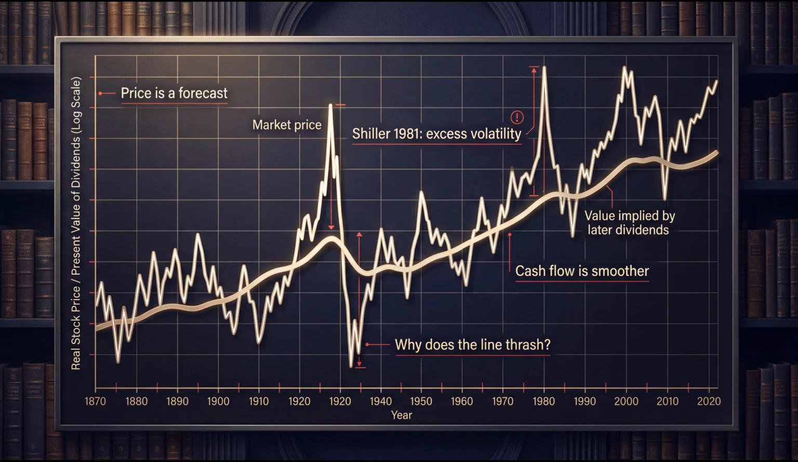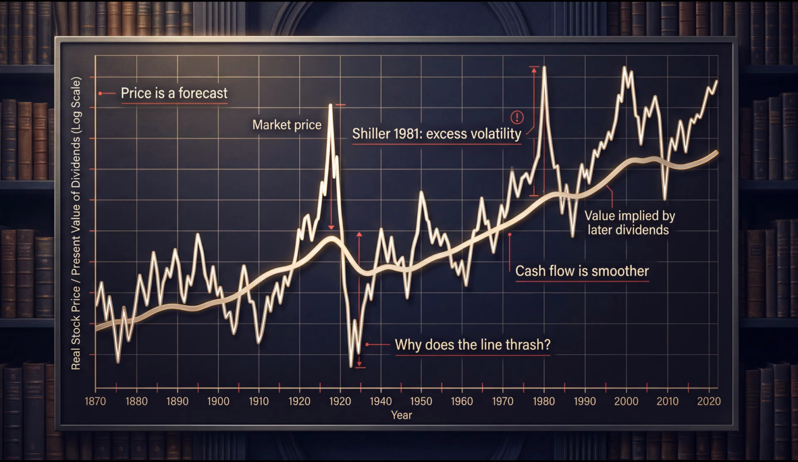In 1981, Robert Shiller looked at a chart and asked a rude question. If a stock is worth the cash it will pay in the future, why do stock prices thrash around so violently? Dividends are the cash companies pay to shareholders. They move, but usually not like lightning. Stock prices do move like lightning. They surge, collapse, recover, and overshoot.